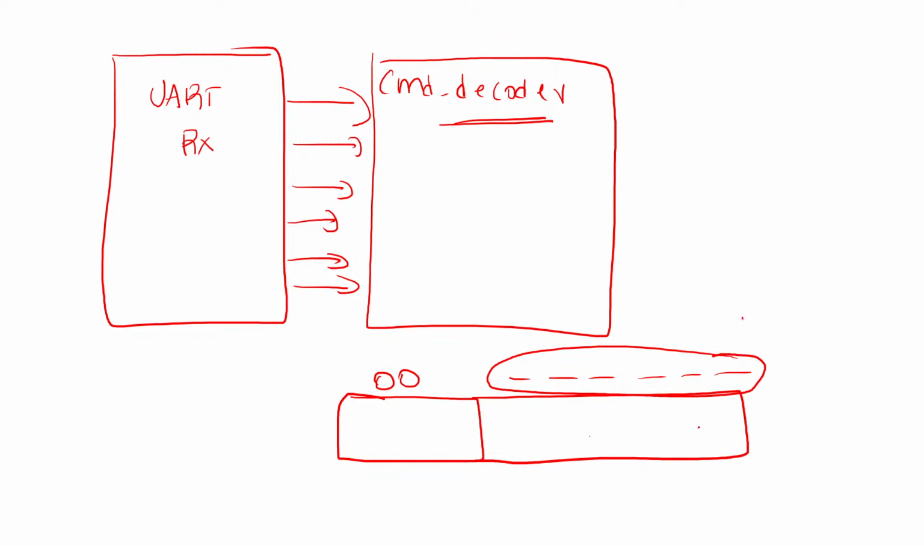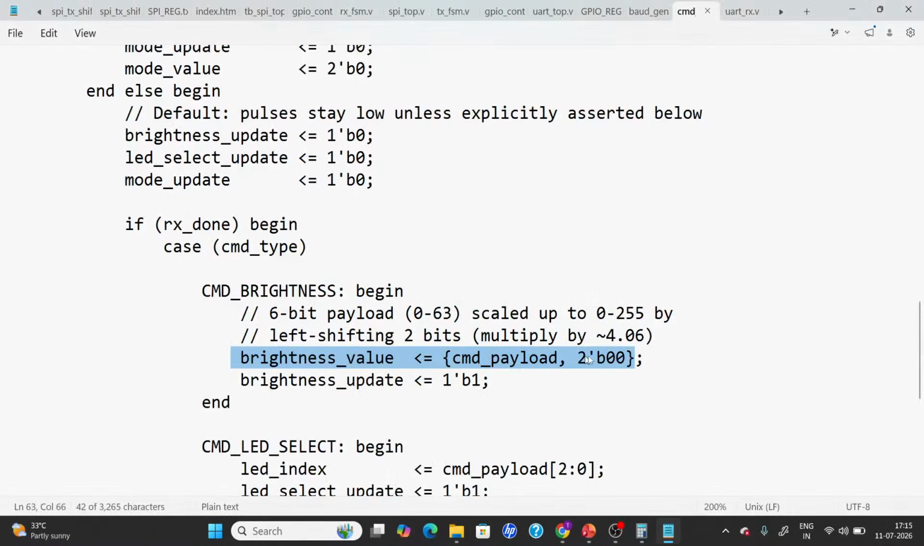But I need to multiply it by 4 to get the 255 value. Just now we have discussed it. So how to multiply it by 4? I am just left shifting by 2 bits. This is nothing but left shifting by 2 bits, so that I am basically multiplying it by 4. Okay. So whatever brightness value I've got, I'm multiplying by 4 just by left shifting, and I'm updating it in my brightness value, and I'm making this brightness update equal to 1.